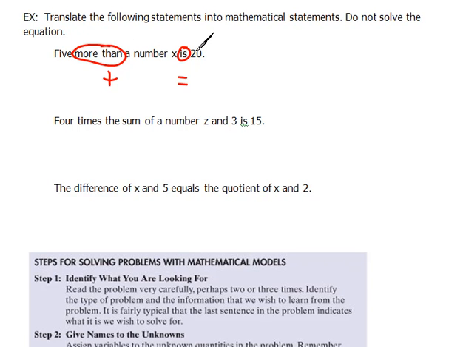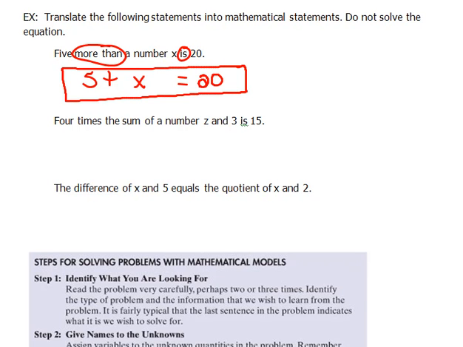So let's go through and let's translate this statement. This says 5 more than a number x. So that's telling us to add 5 and a number x is or equals 20. Now this is the mathematical statement that matches that English statement. So we have translated that, and we don't have to solve because it said not to.